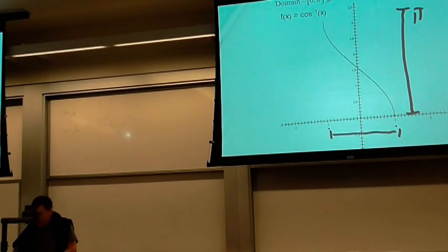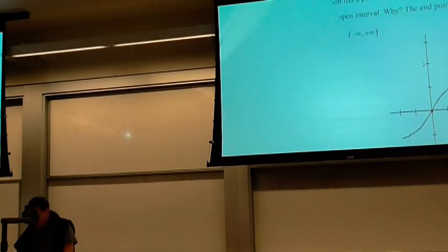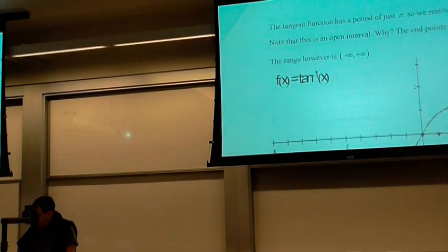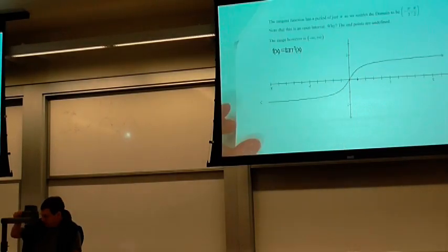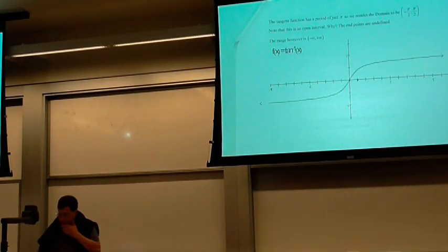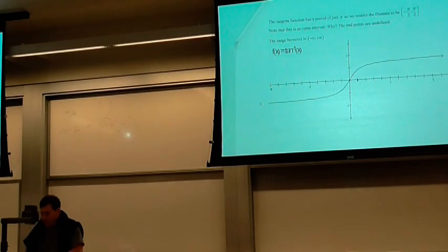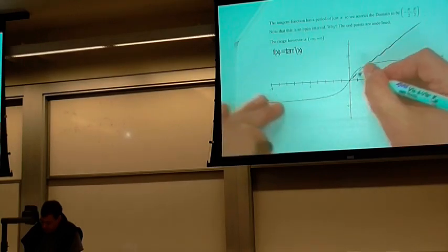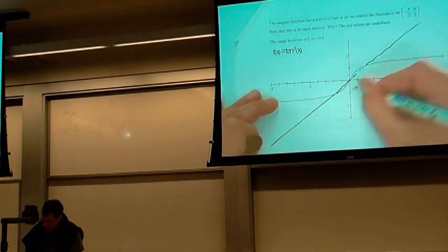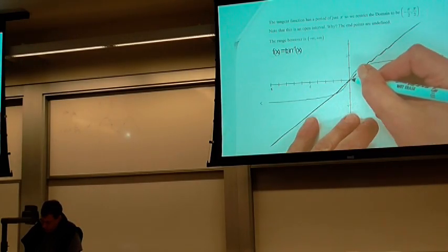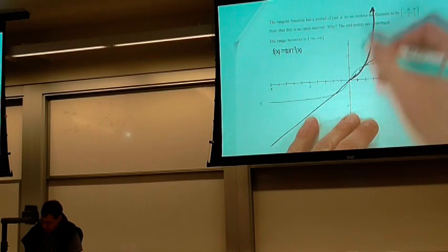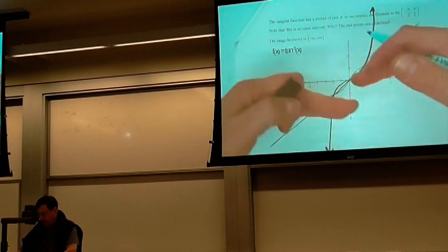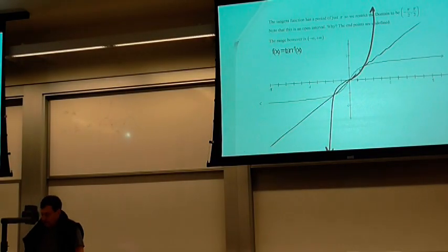Okay, we're missing one more major function. That's the tangent function. This is what the inverse tangent looks like. Remember this idea of reflecting it across y equals x. There's our tangent. So our inverse tangent kind of lies flat like this.